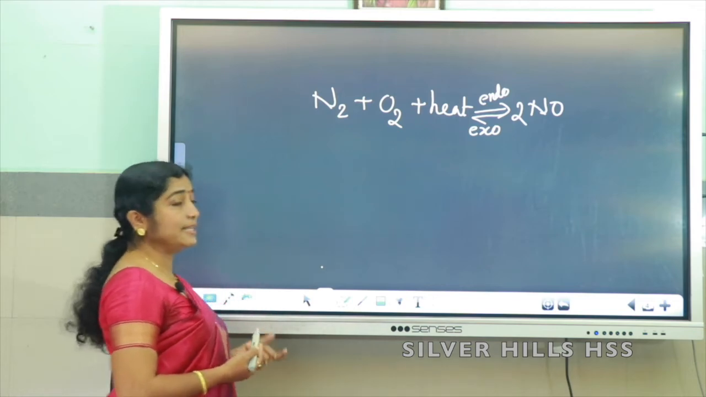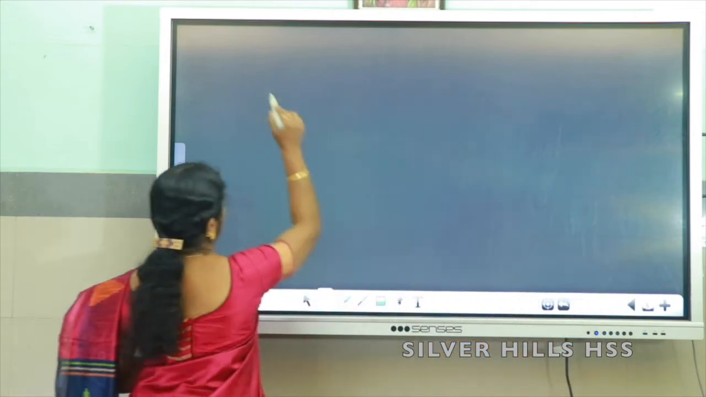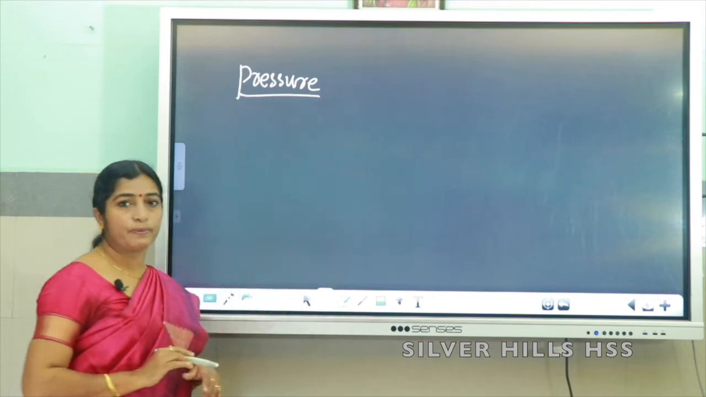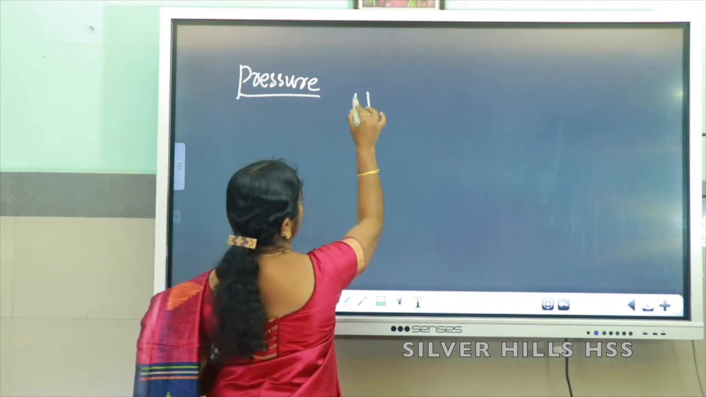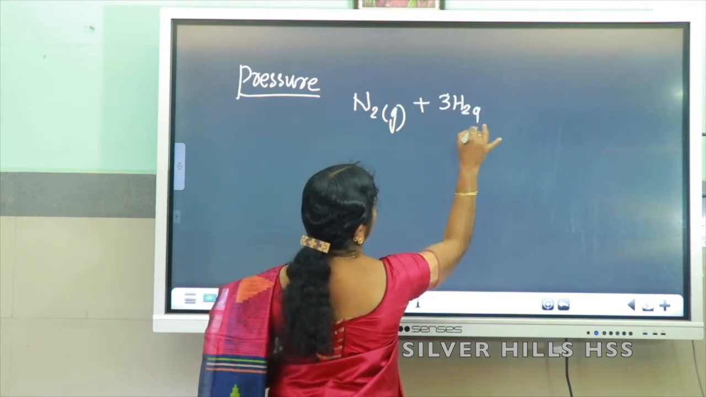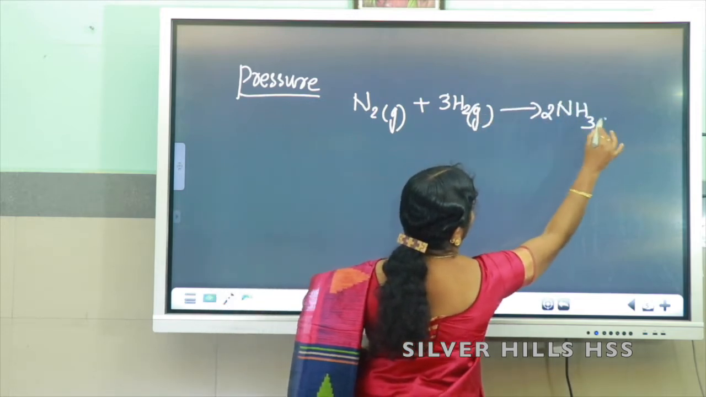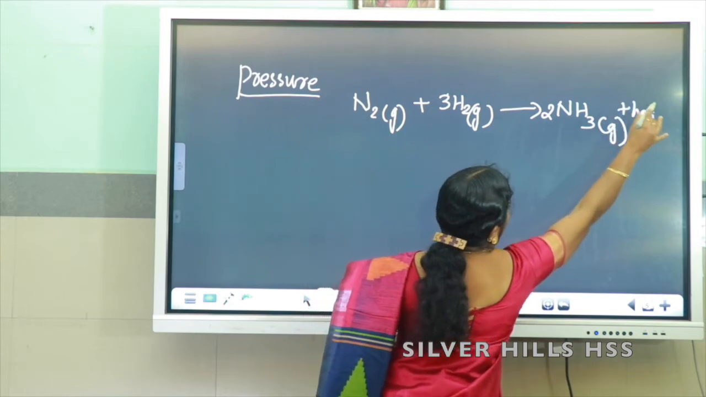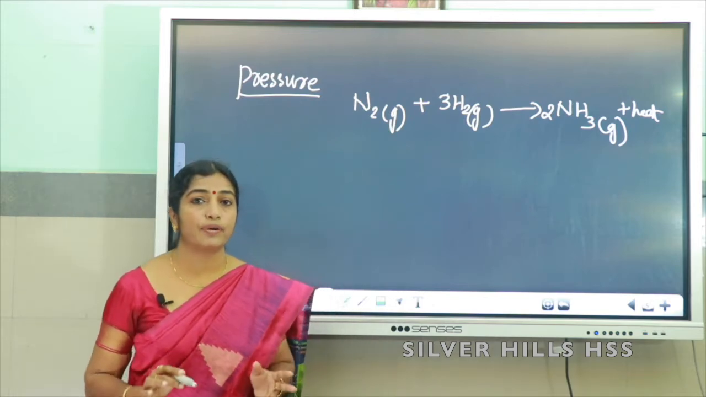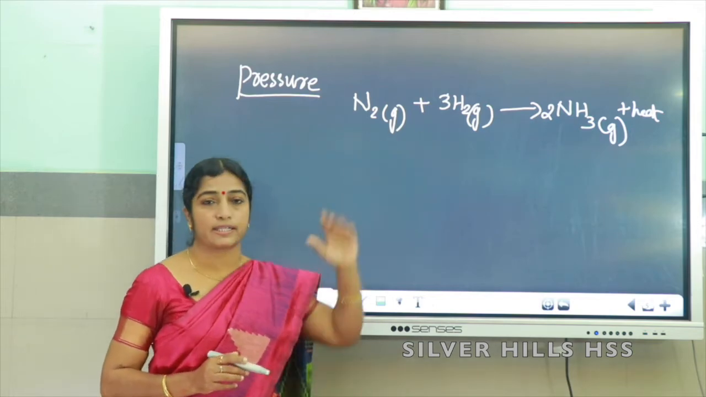Then let us consider the next factor, that is pressure. What is the effect of pressure on this system? I am considering the reaction, that is the formation of ammonia. Nitrogen combines with hydrogen to form ammonia plus heat. You know that pressure has an effect on gaseous reactions. This is a gaseous reaction. Nitrogen, hydrogen and ammonia are all gases.